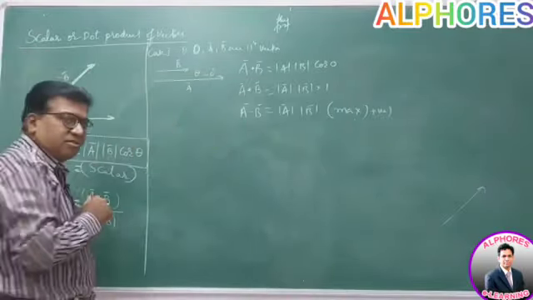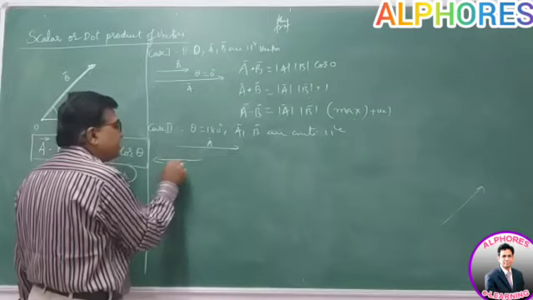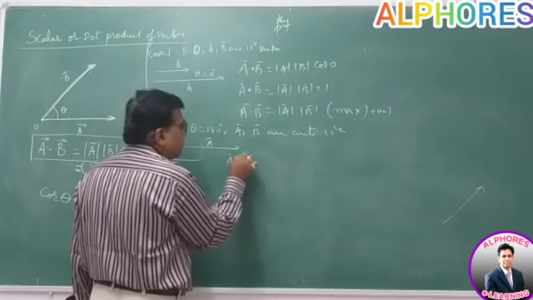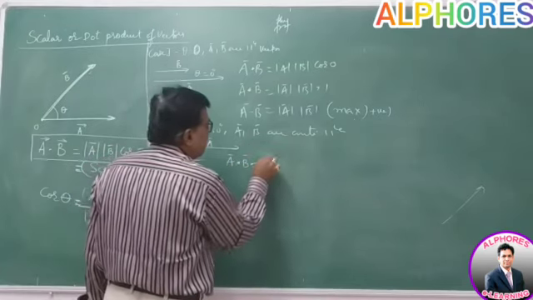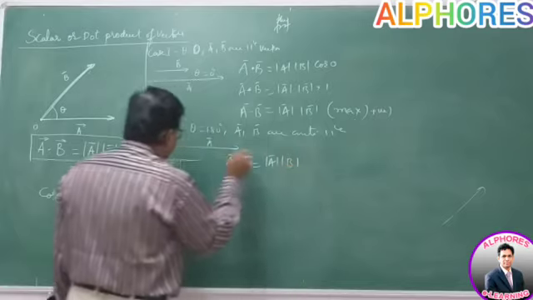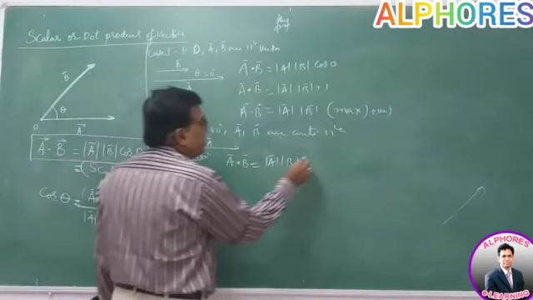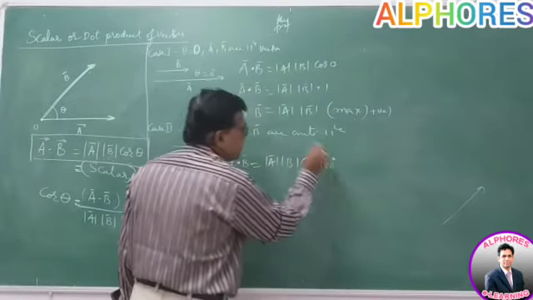Well, let us take case 2. What if theta is equal to 180 degrees? That is, A bar and B bar are anti-parallel. They are in opposite directions. Suppose A bar is in this direction, but B bar is in the opposite direction. Then what is A bar dot B bar? A bar dot B bar is mod A mod B, cosine of the angle between the vectors. The angle between them is theta, 180, so it's cos 180 degrees.